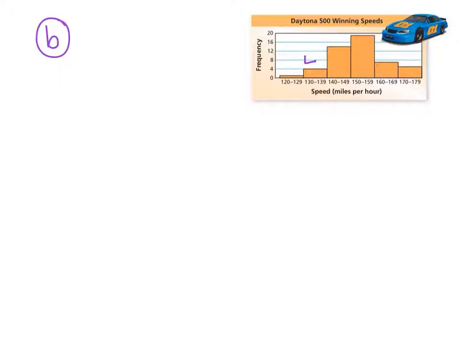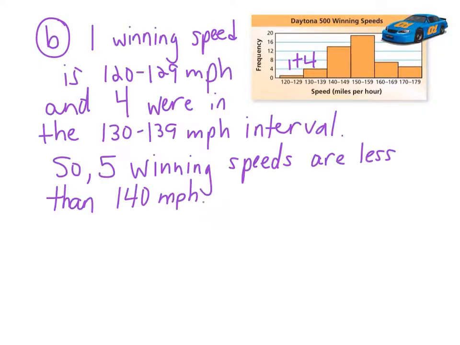And then the one next to it is a little bit tougher to tell, but you can kind of see here that the groupings are going up in 4s, and that this is kind of a fourth or a quarter of the way through. So that is one winner in that particular range of 120 to 129 miles per hour. So there would be a total of 5 winners that won with speeds less than 140 miles per hour.